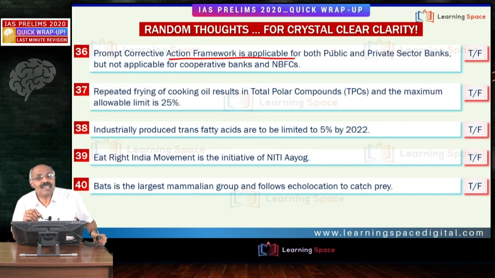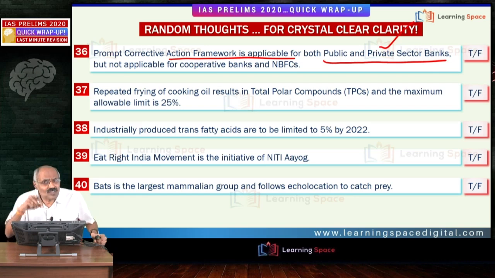Prompt Corrective Action Framework. As per this framework, there are mandatory restrictions, and at the same time, there are other soft restrictions also. These are applicable for both public and private sector banks. That means restrictions which come into picture when banks are not performing well. There are three thresholds and three parameters monitored. We discussed in the previous classes that it is applicable for both the public and private sector banks, but not applicable for cooperative banks and NBFCs. Absolutely correct. Prompt Corrective Action Framework is applicable for both the public and private sector banks.